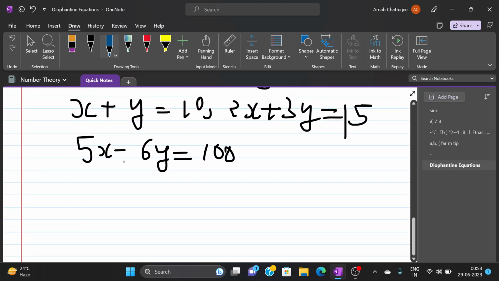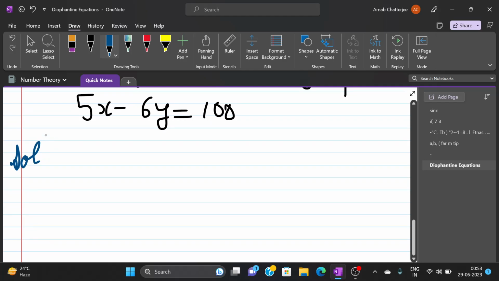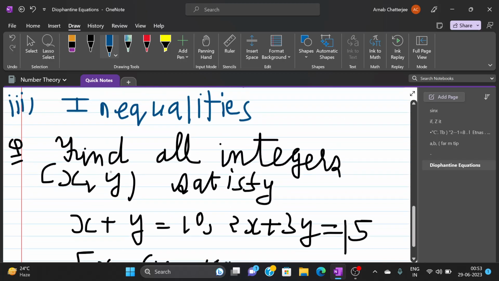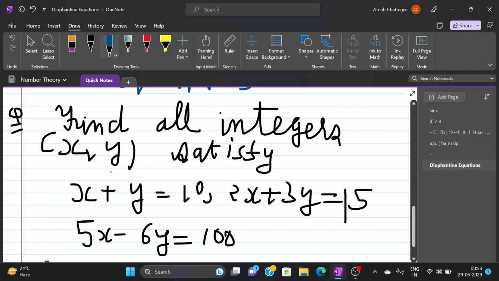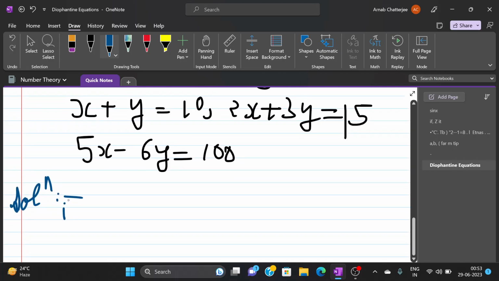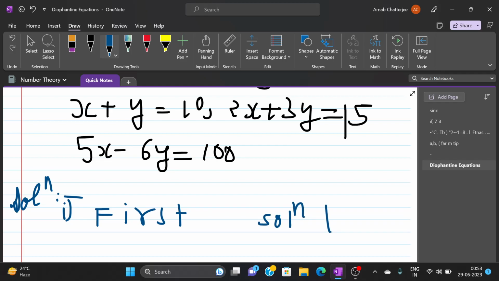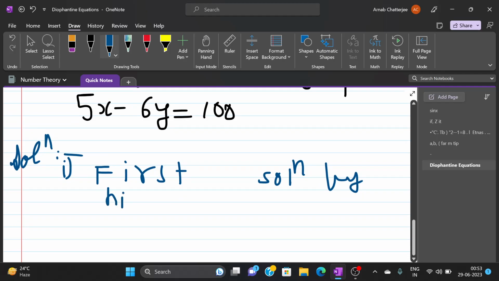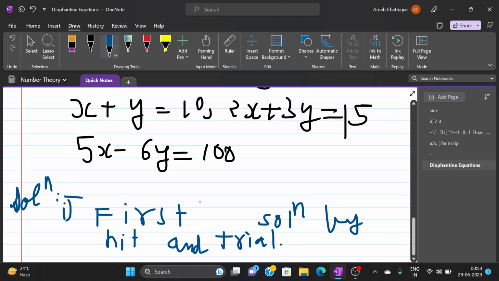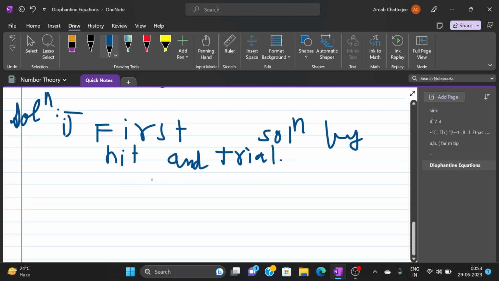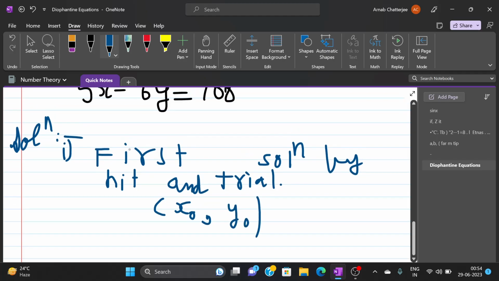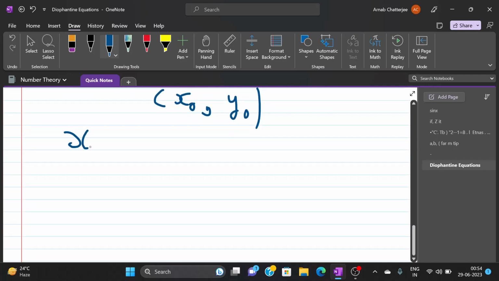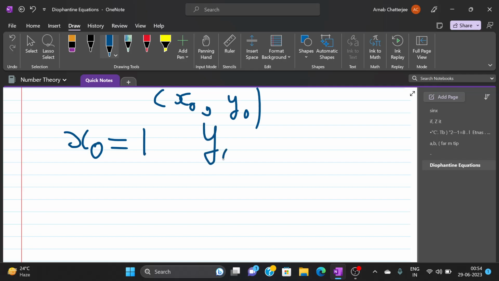Let us see how to solve them. So there is a fixed algorithm for solving these types of Diophantine equations. The first step is that we need to find the first solution by hit and trial. And this is the toughest or the longest step in these questions. It need not be numerically smallest or largest, but the first integer solution you can think of, and call it the pair x naught comma y naught. So for x plus y equal to 10, it is easy to figure out that x naught equal to 1 and y naught is equal to 9.